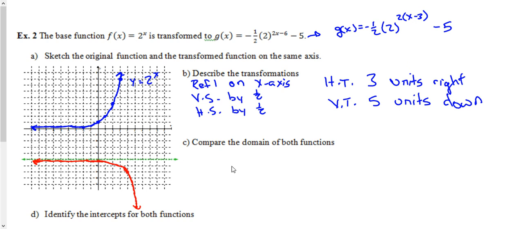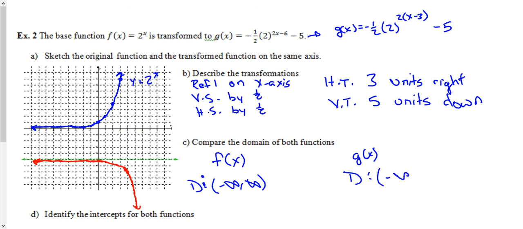Down here it says compare the domains of both functions. Looking at the domain of both, f of x versus g of x, the domain for f of x is from negative infinity to positive infinity, and for g of x it's the same, from negative infinity to positive infinity. So really, there's no change in our domain.